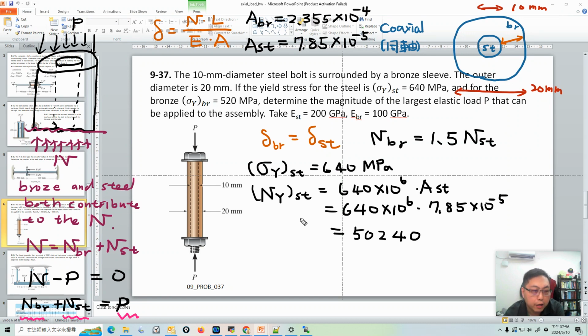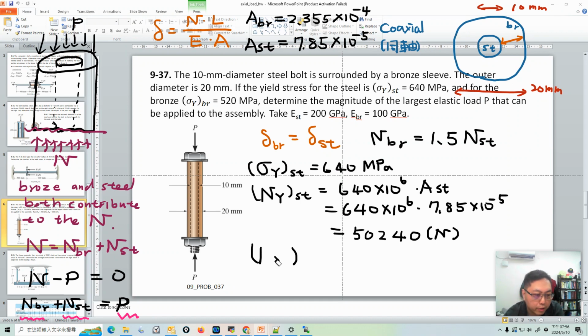Let's first try the limit on steel first. If we try the limit on steel first, that means the steel is at the yield stress, so the normal force will be 50240 Newton. Then we put that back into this equation, which gives the normal force for steel in this situation.